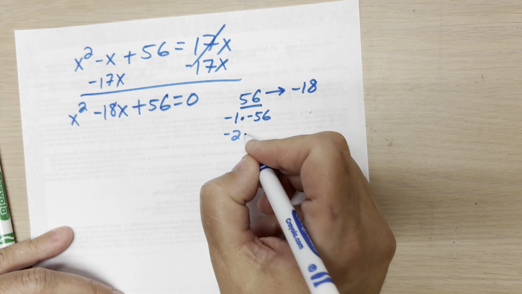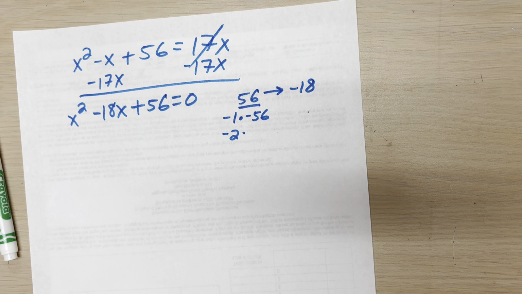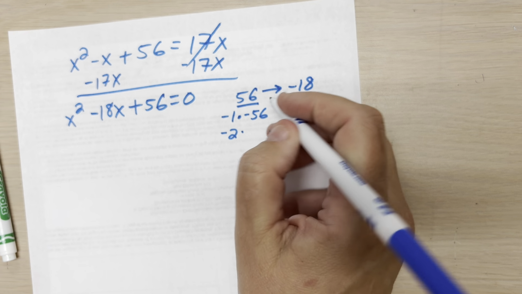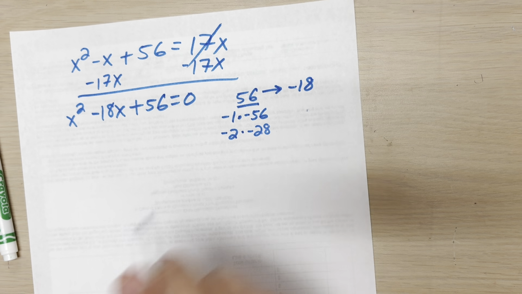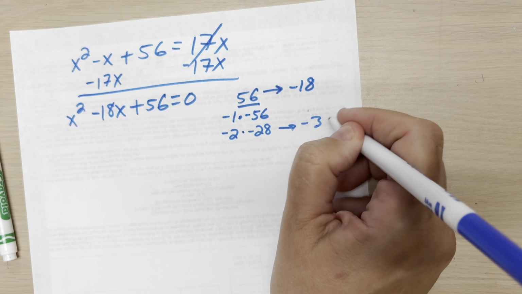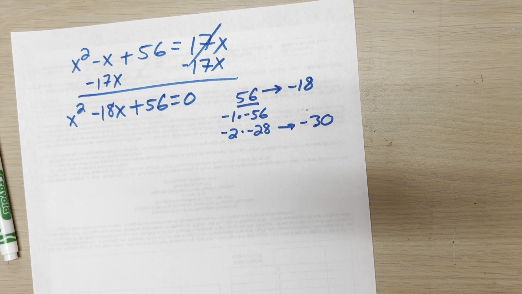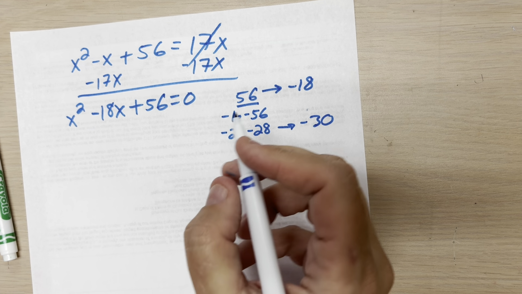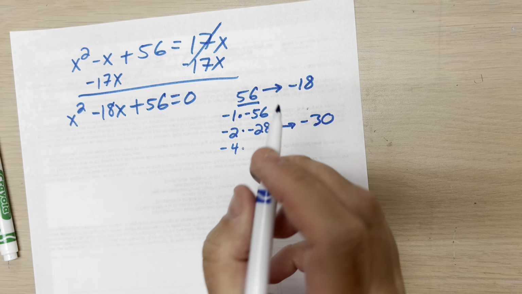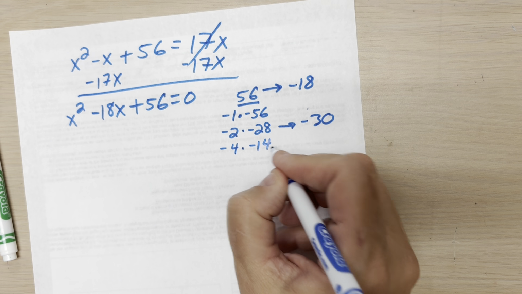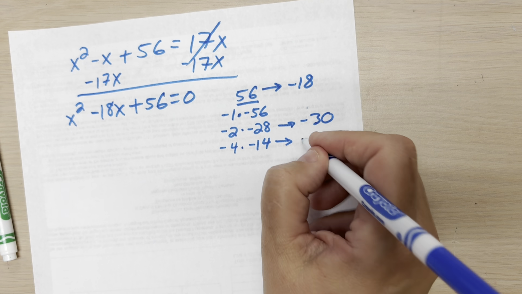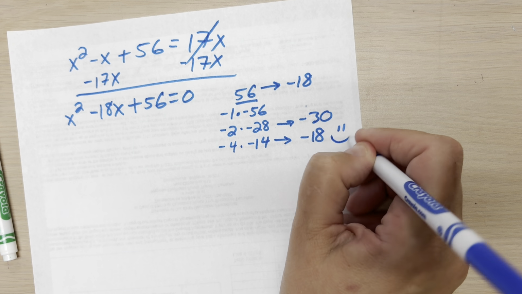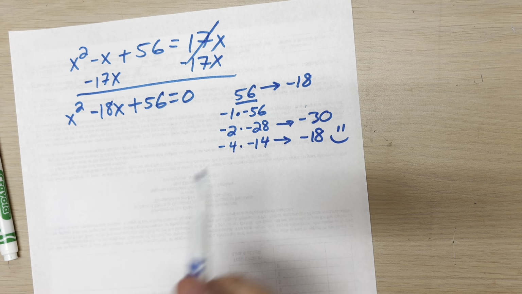So let's see if we can figure this one out. Oh my goodness, these numbers are getting kind of wacky. So let's do 56 divided by 2. That is negative 28. That adds to negative 30. No dice. 56 is not divisible by 3, but it is divisible by 4. So negative 4 times negative 14. Hey, look at that. When you add them, you get negative 18. Hooray! We found the factors that we need.